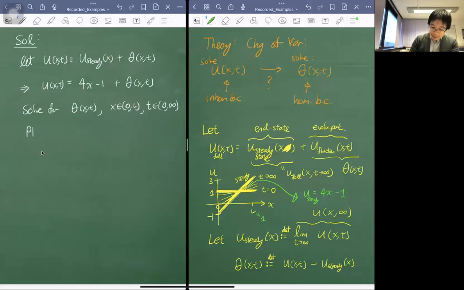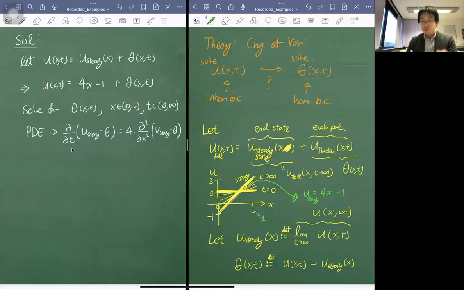Okay, how about the PDE? The PDE now changes, right? Because the PDE was a single time derivative of u, which is now u steady plus theta. And on the right is k times, and k is 4 for our question, the second derivative in x of u steady plus theta.